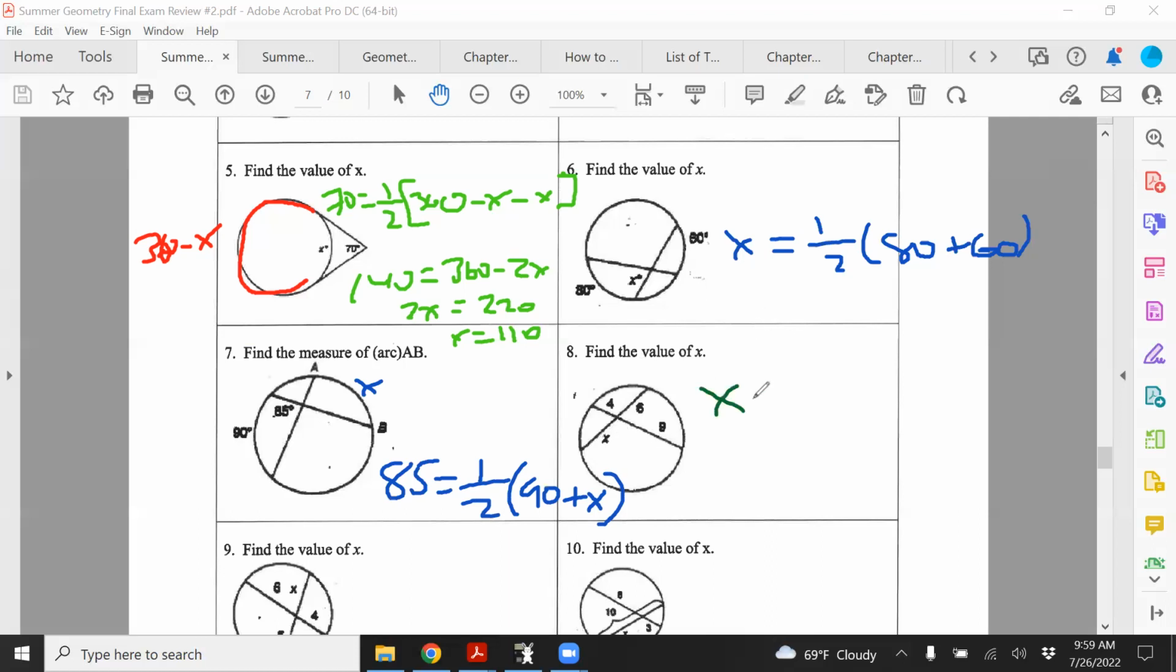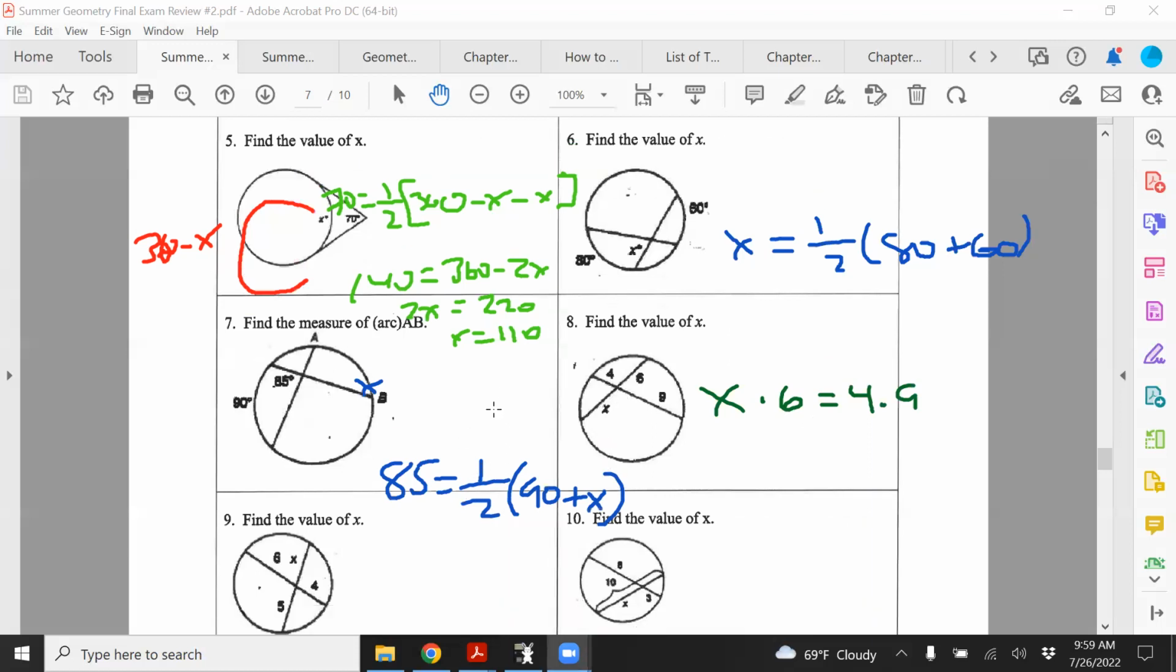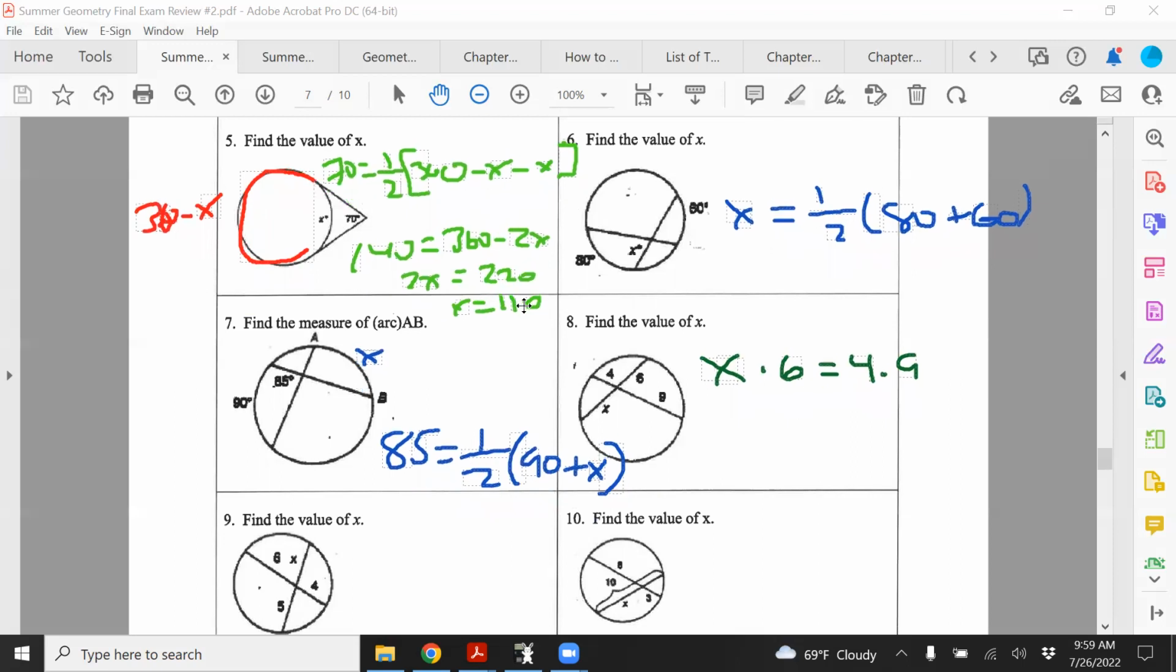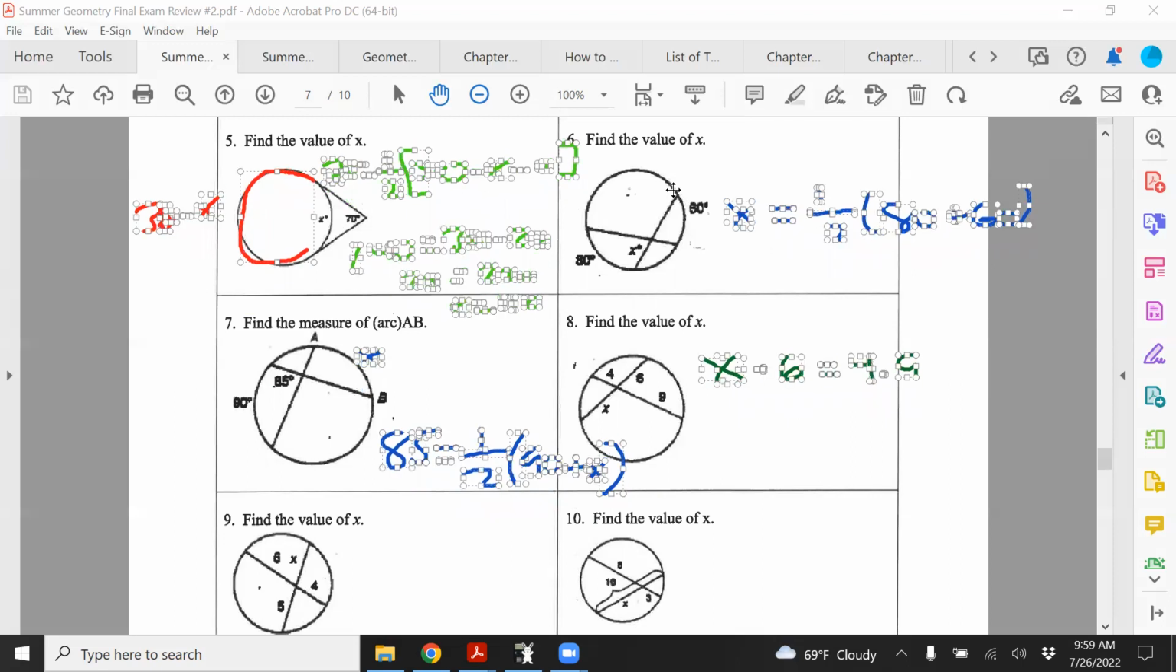Here, you're gonna say x times 6 equals 4 times 9. Let me move. Let me readjust this 1 sec. Okay, there we go, perfect.